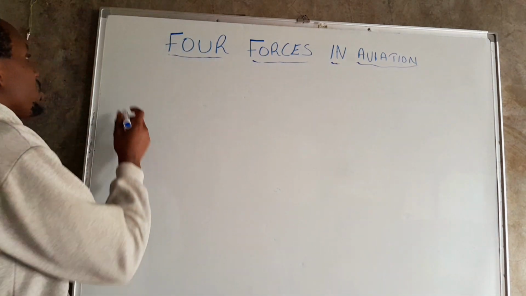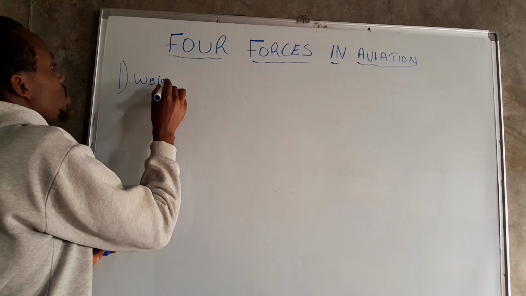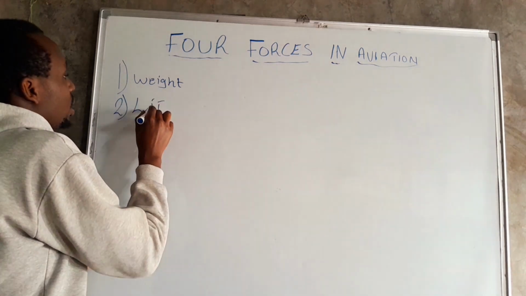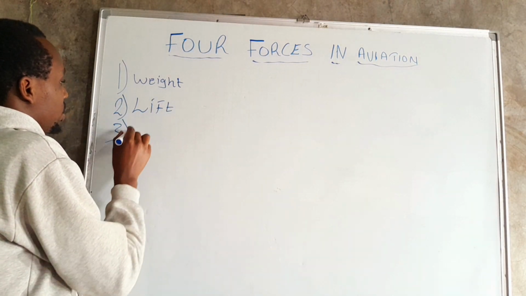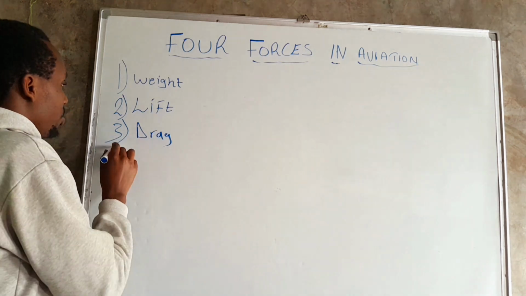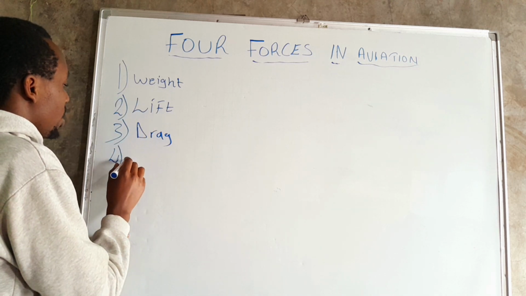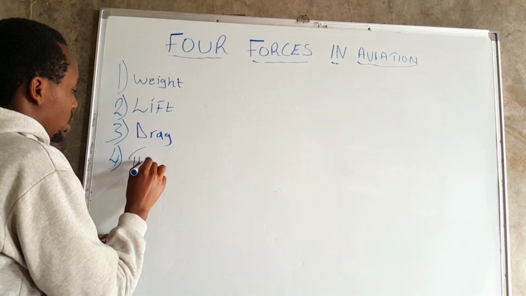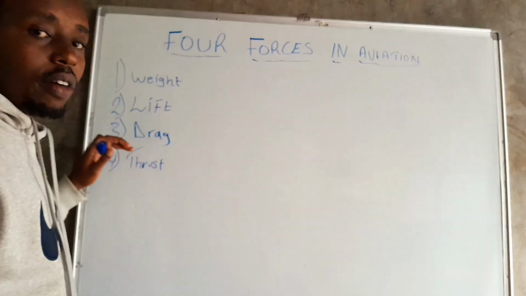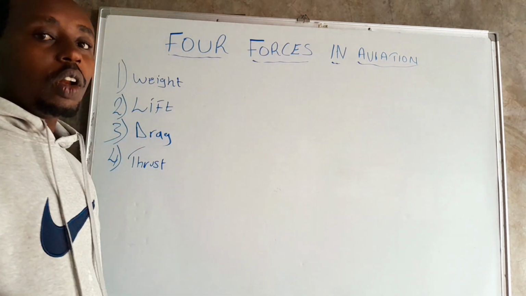And first, number one, we're going to check weight. We have weight. Number two, we have lift. Number three, we have drag. And number four, here we have thrust. So these are the four forces that we normally have in an aircraft, for an aircraft to move forward, to slow down, and to come to land.